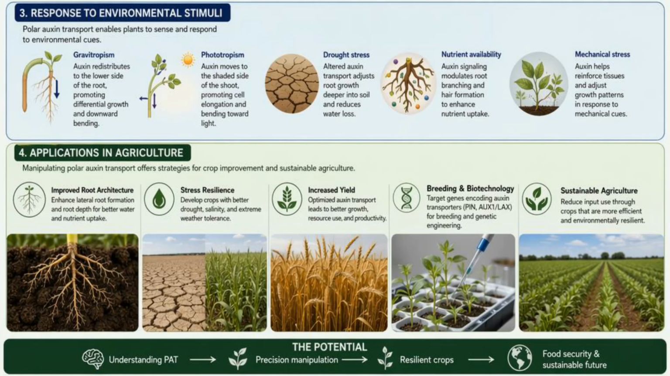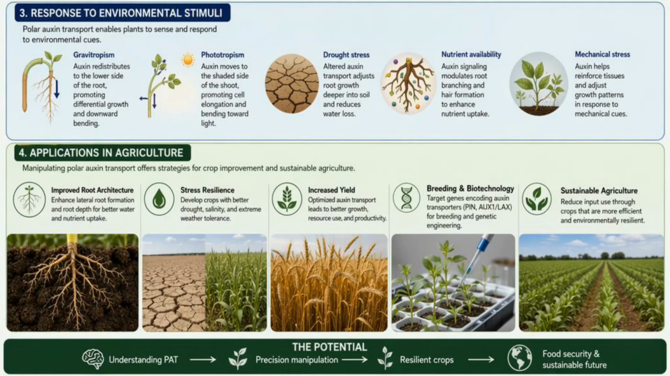Section 3. Response to environmental stimuli. Plants cannot run away from problems. They must adapt in place. Polar auxin transport is the primary mechanism through which they do this. Look at the 5 environmental responses shown.